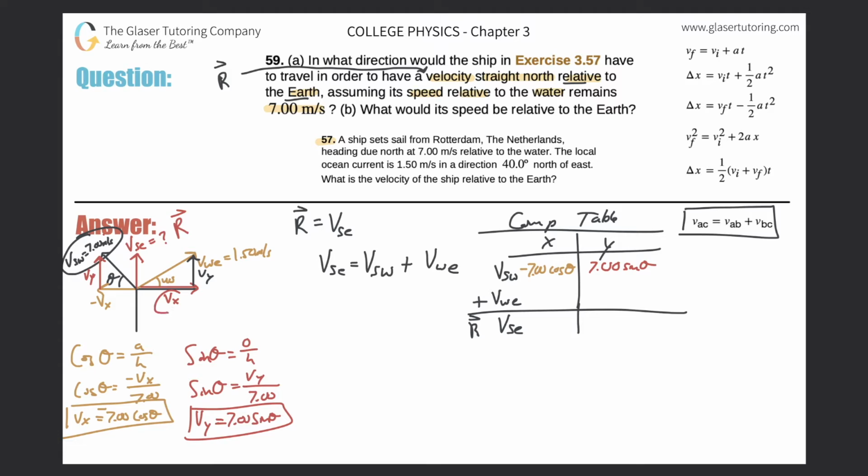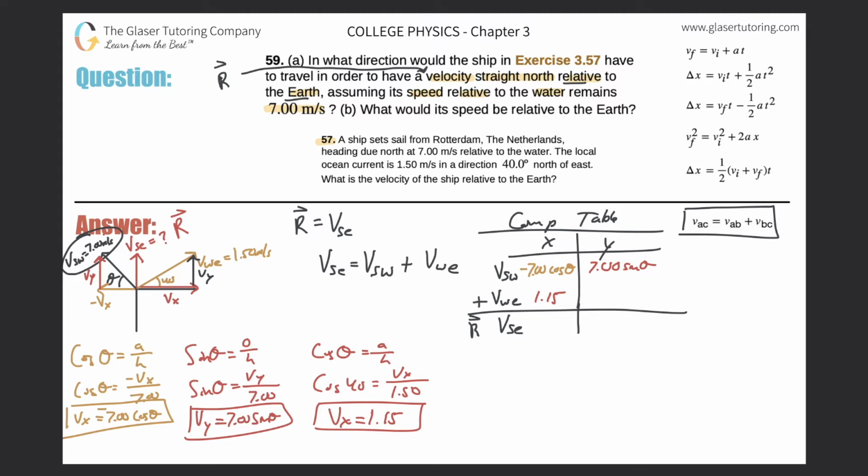So first, let me work with my x. Here I'm going to be using cosine, right? I know the hypotenuse, that's the 1.50. I know this angle, and I'm looking for the side adjacent to that angle, therefore I'm going to use cosine. So cosine of theta is equal to adjacent over hypotenuse. Cosine of 40 will be equal to the velocity in the x direction for the second vector over 1.50. Now simply do your cross multiplication. So 1.5 times cosine of 40 is 1.15. Great. Plug it in. So we have 1.15 here.